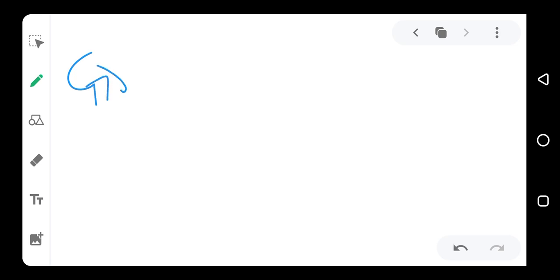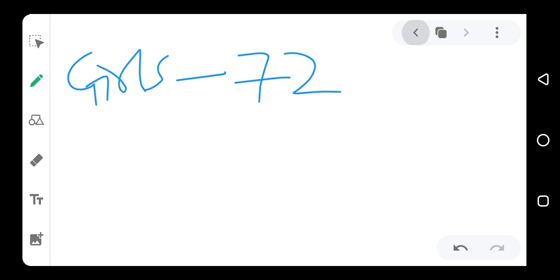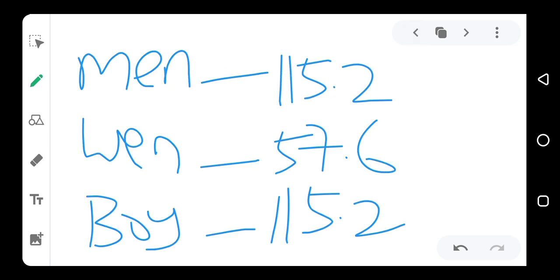And then for girls, it is 5 over 25 multiplied by 360, and that will give us 72. So we now have 72, 115.2, 57.6, and 115.2. This represents the size of each of the sectors in the circle.